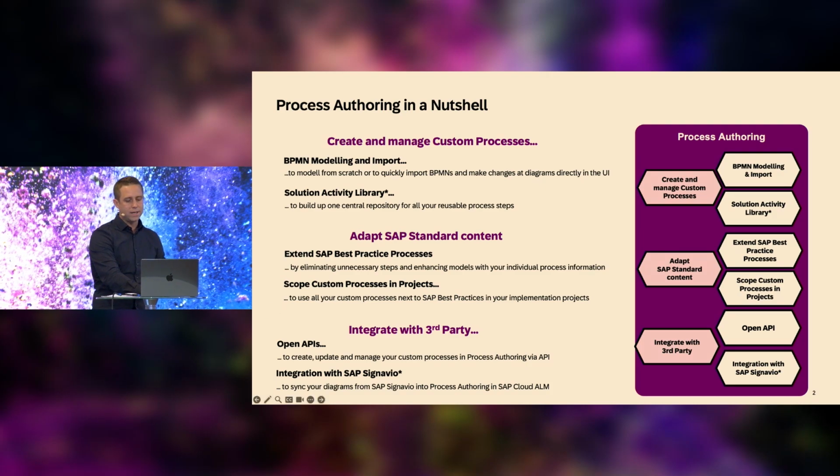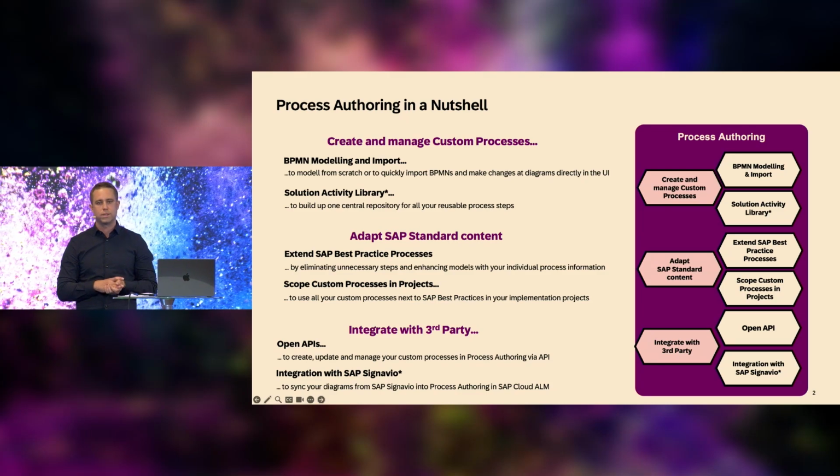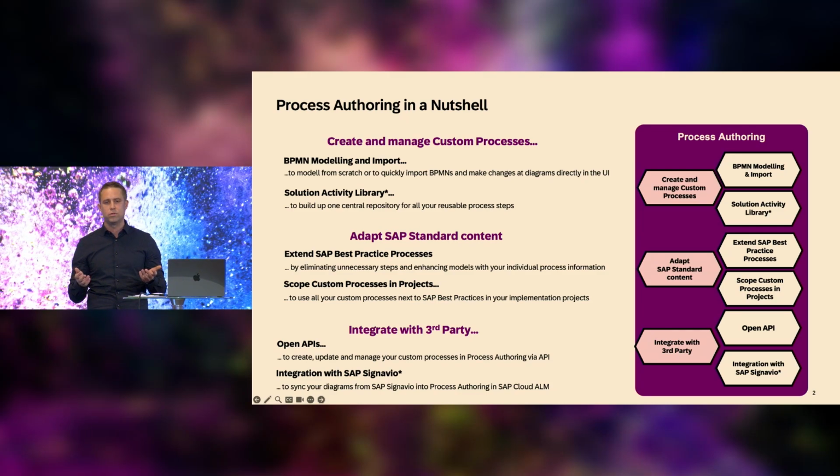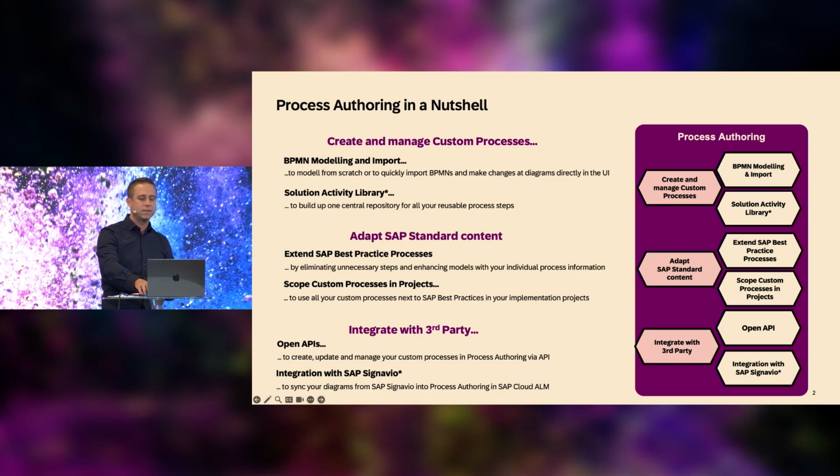So the third and last pillar is the integration with third-party tools. So we have an open API available, which you can use to mass upload diagrams. So think about a partner who has his own process content, industry specific, for specific customers. He can bring them and easily upload them through the API into the Cloud ALM and use them next to the best practice content in the implementation project. And what was mentioned already yesterday, we are now working together with SAP Signavio on a standard integration of both tools, and we are planning to release this in November.